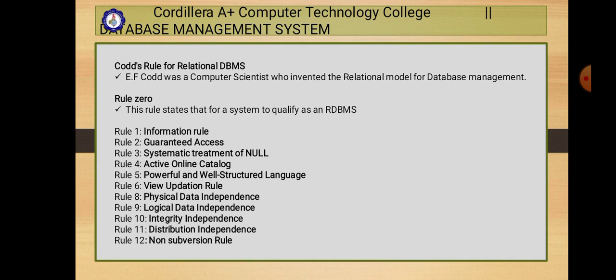And for rule number 12, which is the non-subversion rule. So if low-level access is allowed to a system, it should not be able to subvert or bypass yung integrity rules to change the data. So this can be achieved by some sort of locking or encryption. Okay? So those are the Codd's rules for a relational database management system. Okay, so let's move on to our next slide.